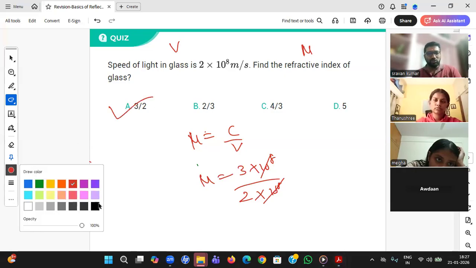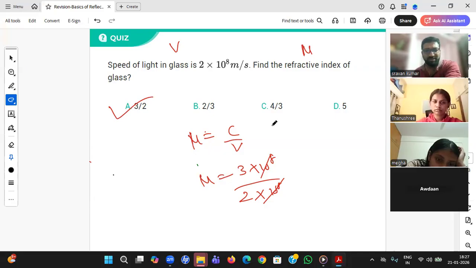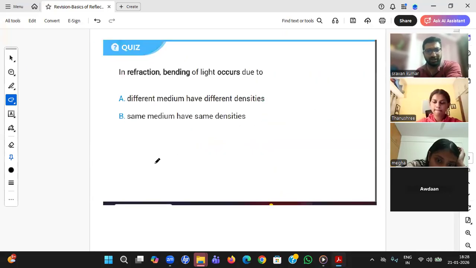Okay. So students, this we have read: only two formulas. Angle of incidence, angle of refraction, and mu equal to C by V. We have done many questions, okay? In refraction, bending of light occurs due to, like in a football ground, you increase your speed sometimes, you decrease your speed sometimes, or you're walking straight, you're bending sometimes. Why is that happening in the football ground? Because sometimes it is overcrowded, sometimes it is vacant. So that means different densities are there in every medium. The right answer, Harshini, Narendran, Megha, Tanesh, Tanushri. Good.